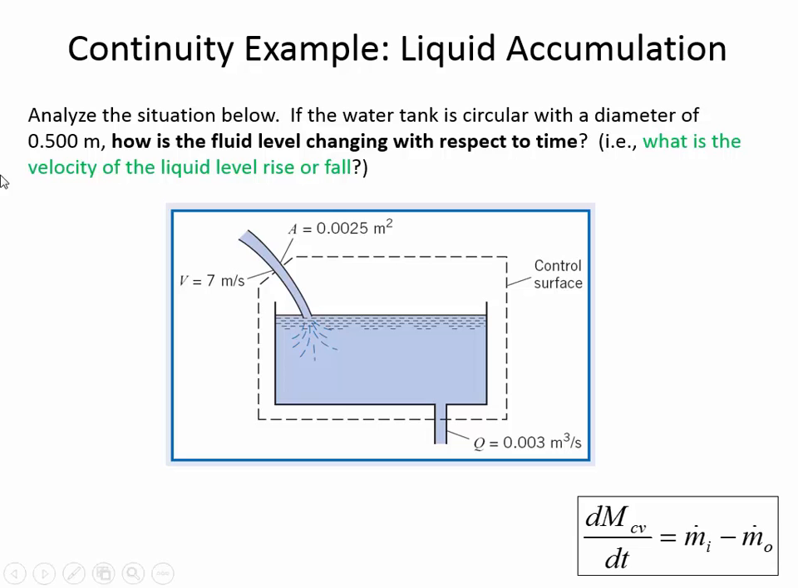So what I would like you to find out is if the tank diameter is 0.5 meters, and by that what I mean is this is a circular tank that we're looking at. It's not rectangular, it's circular, and the diameter is 0.5 meters. How quickly is the water level either rising, falling, or is it a case where it's going to stay steady because the flow in equals the flow out? Let's apply the Reynolds transport theorem in terms of mass flow to find out what's happening to the liquid level over time.